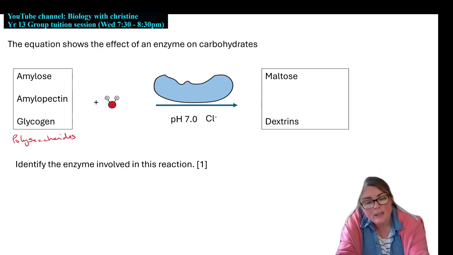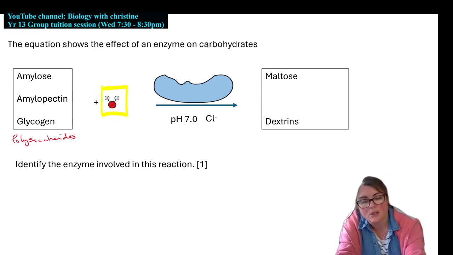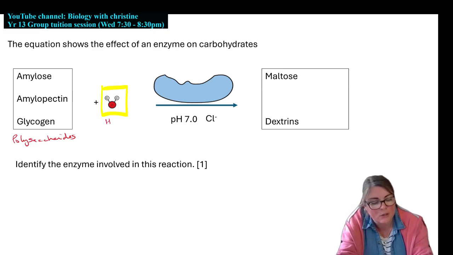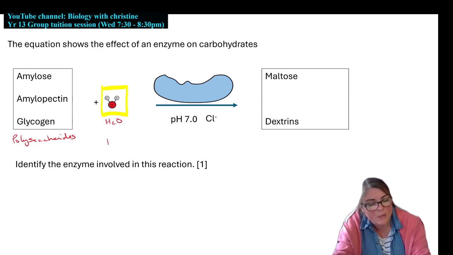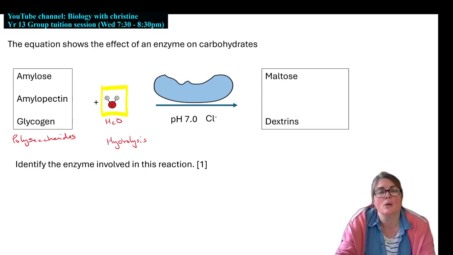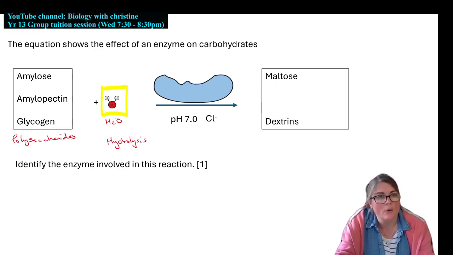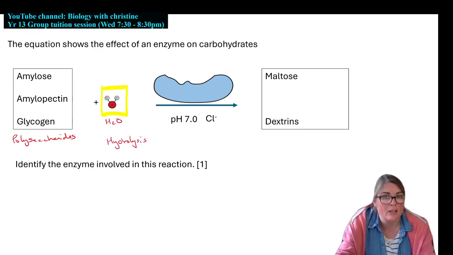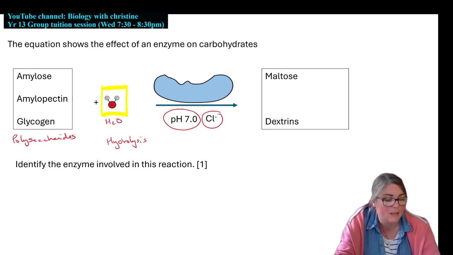I can see quite clearly in the equation that there is water present too. In the exam, they would obviously write it as H2O. So why do I need water? Well, water is going to be useful in hydrolysis. So we're going to break down these polysaccharides into smaller molecules. Now they've also shown me that I've got an enzyme and a reaction. They've told me about the pH, so that's interesting. They've also told me that I've got a chloride ion here.